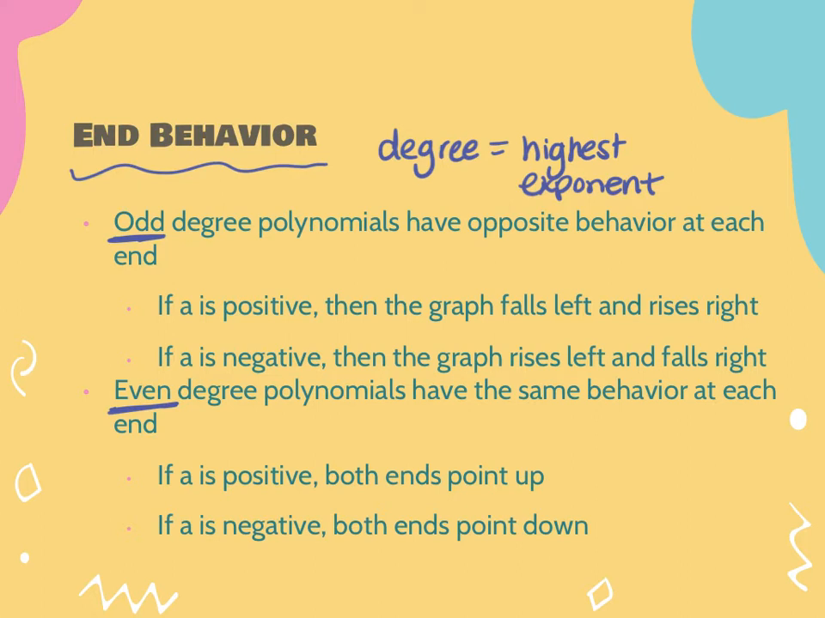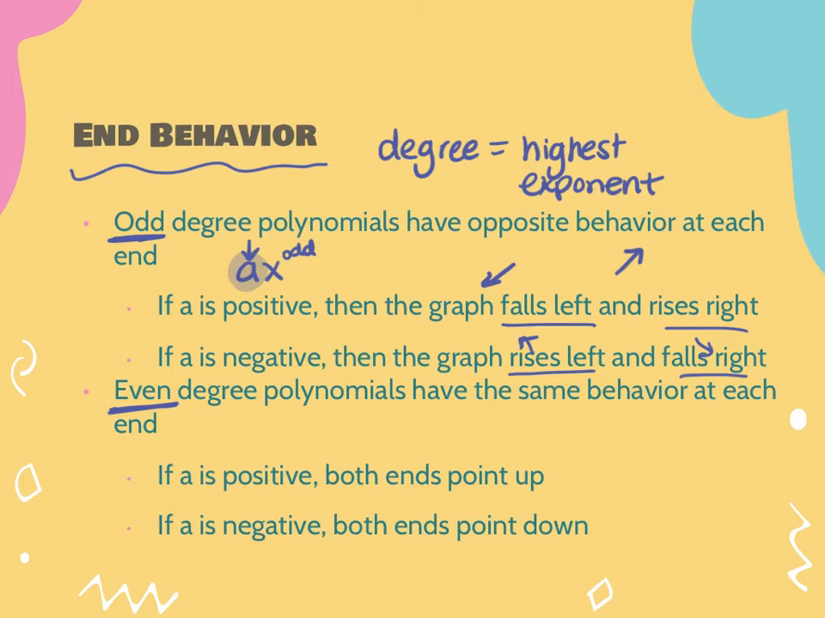We do this with an a x to the n, and the exponent is odd. If the exponent is odd and the number on the front of it is positive, then the graph falls left and rises right. So the arrows point down to the left and up to the right. If it's an exponent that's odd, but the leading coefficient is negative, now it reverses. It rises left and it falls right.